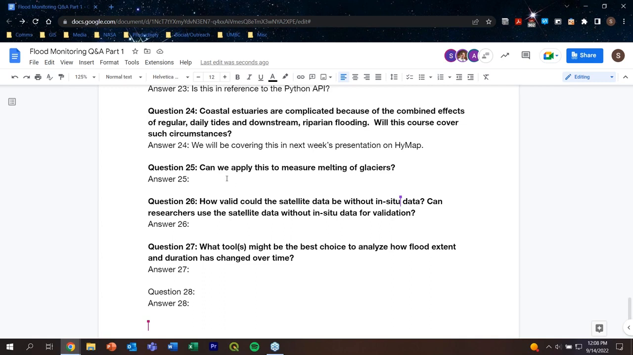Question 25 is, can we apply this to measure melting of glaciers? Optical imagery is used to look at melting of glaciers, so it is possible, yes.